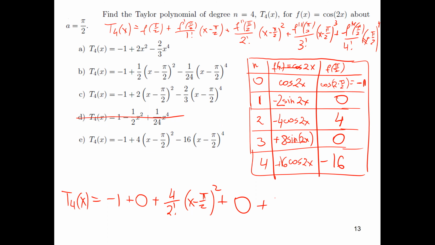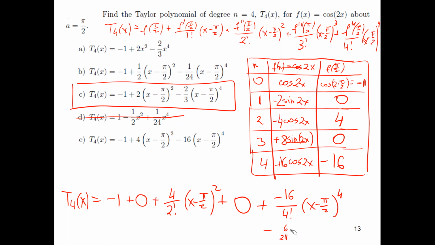4 over 2 is actually 2. That means I think this one works, and negative 16 over 24, because this will be 24, dividing by 8 is negative 2/3. Okay? That means this is the good answer. The reason that I put this back, because I can tell you the common mistake is to pick this answer.